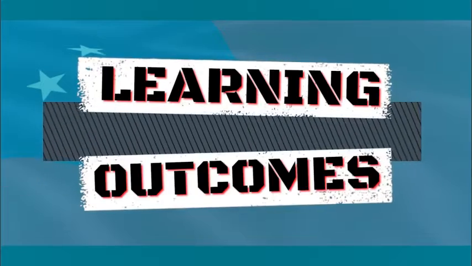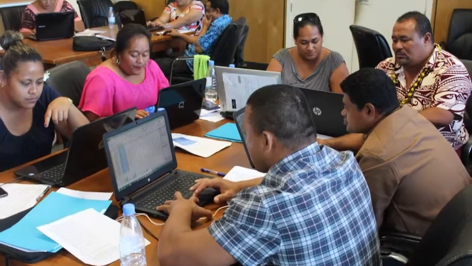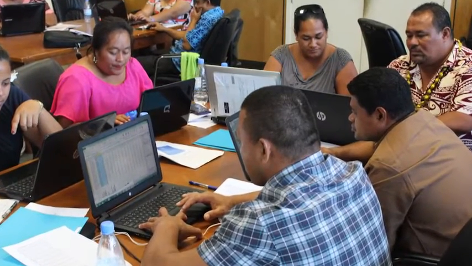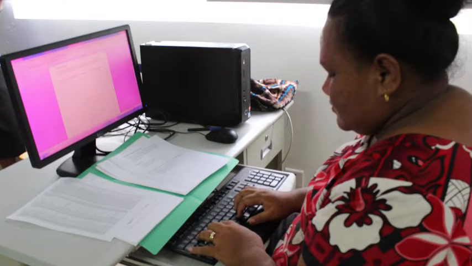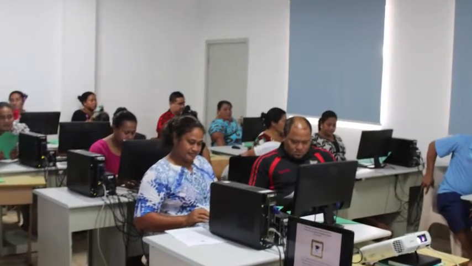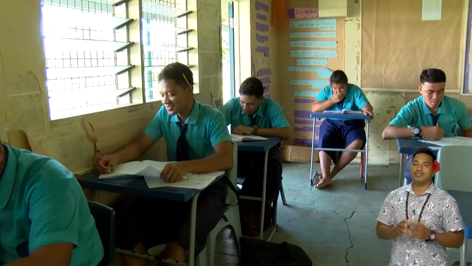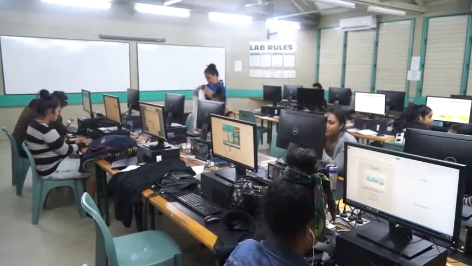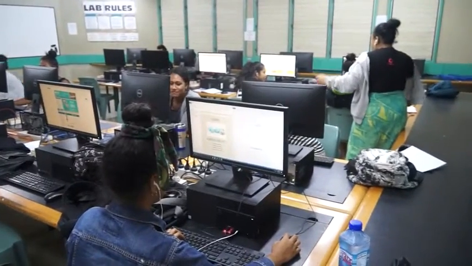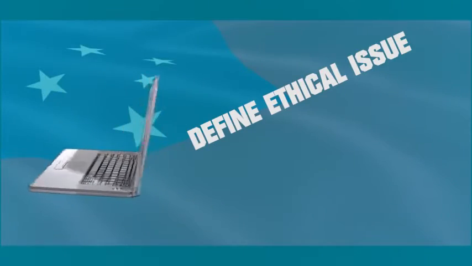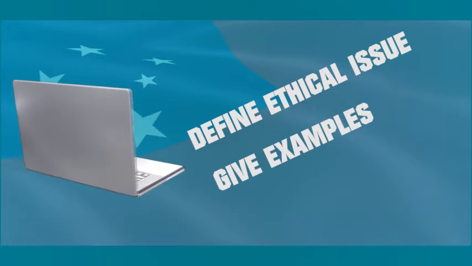Learning outcomes. We all know as teachers, we have shifted to the outcome-based system. Therefore, our learning outcome must be based according to the content of the topic. When we set our learning outcomes, it creates a clear expectation of what needs to be accomplished by the end of the topic. It also guides the students to areas that we want them to focus on as they work through the learning process. For example, define ethical issue. Give examples of ethical issue.